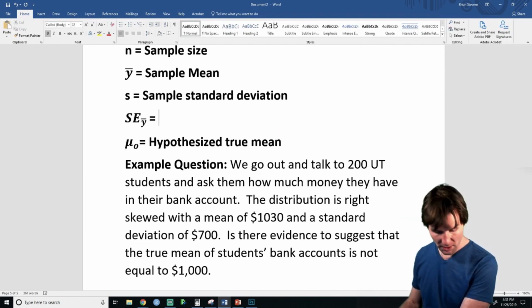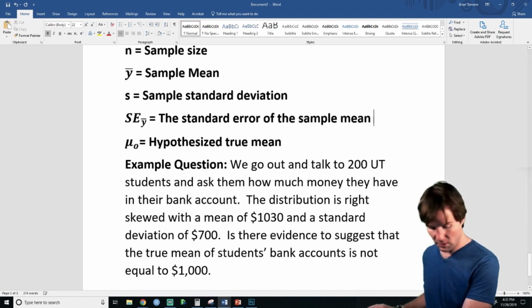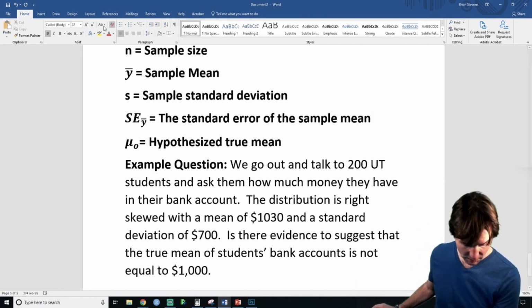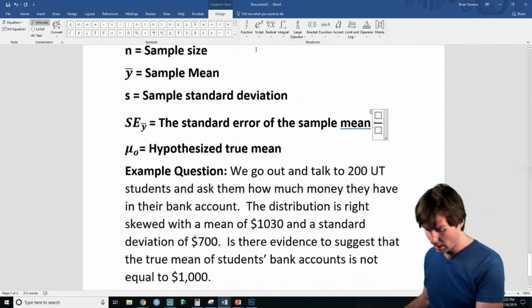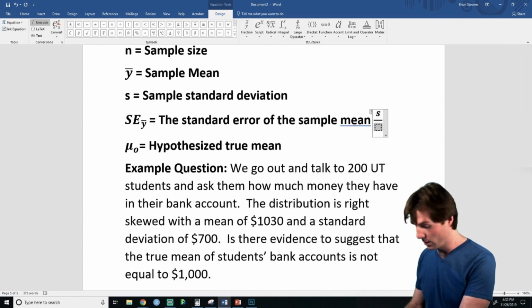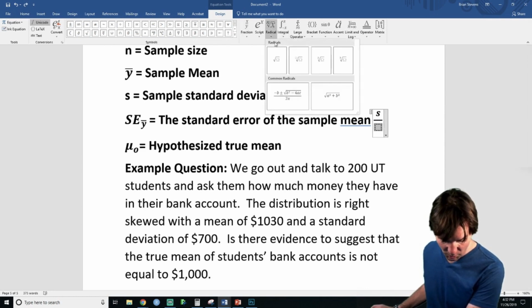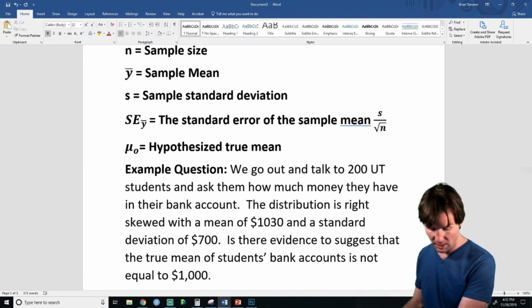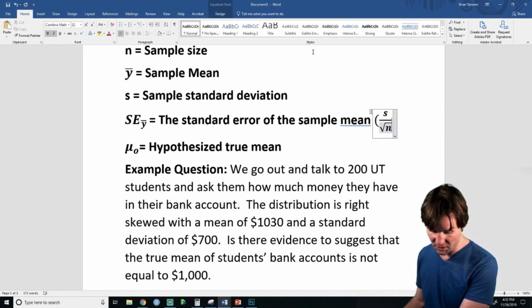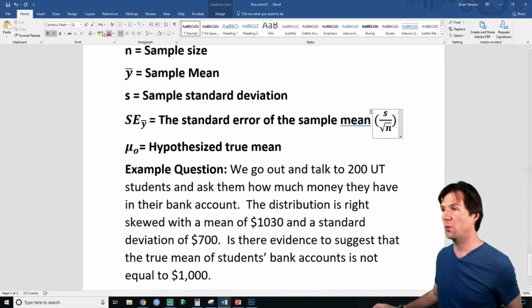That is equal to the standard error of the sample mean, which is s over square root of n. So let's insert an equation here. This is solved by the equation s over square root of n. So remember, we're doing s over square root of n right now, and you'll see this in the equation in just a moment here. But this is the standard error of the sample mean, and that's all that good stuff right here. There, we got it. We have all of our notation. We're pretty good to go.